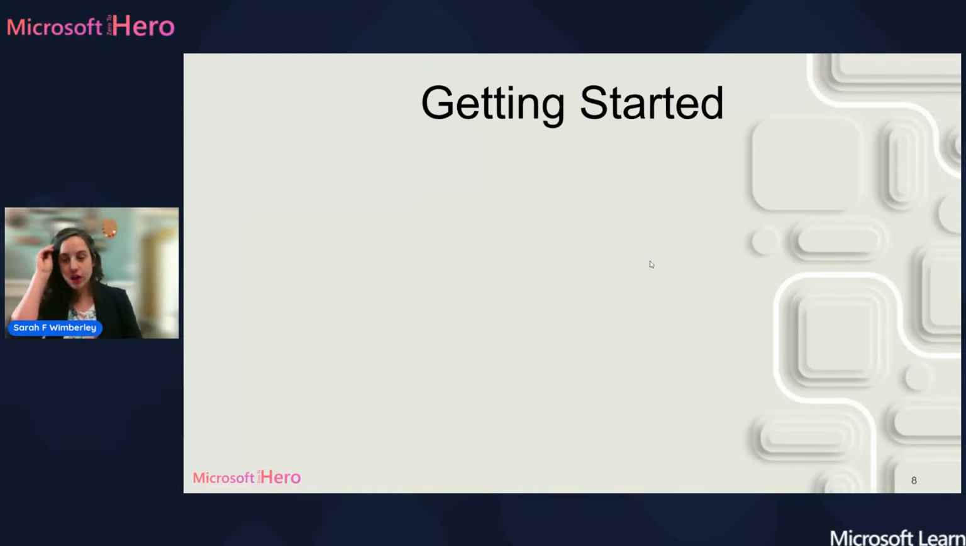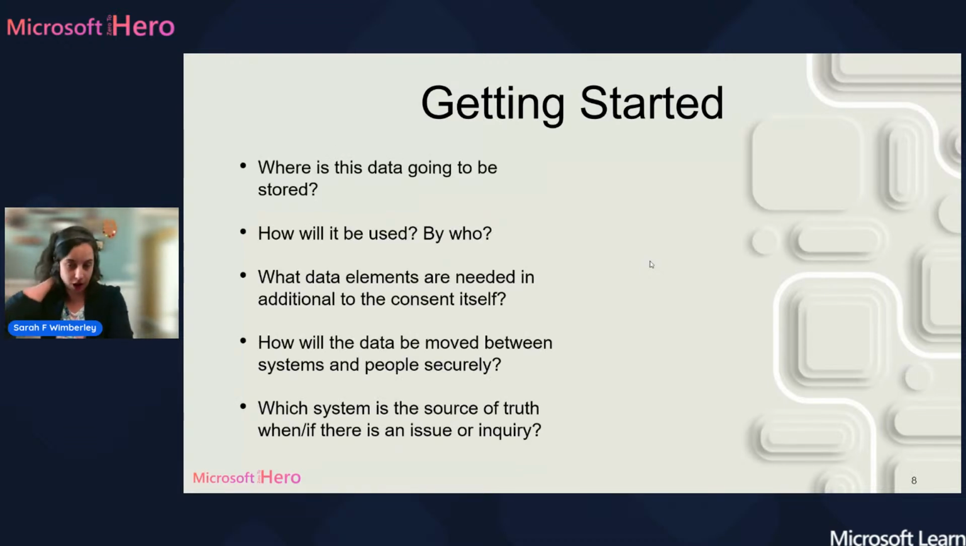So as far as technology impacts to consider, there's quite a few, and this is not an exhaustive list. This is just to get your brain thinking and the conversation going here. But you're going to need to consider, where is this data going to be stored? How will it be used? Who's going to use it? What data elements are needed in addition to the consent itself? Timestamps, probably, at the very least. How will the data be moved between systems and people securely?